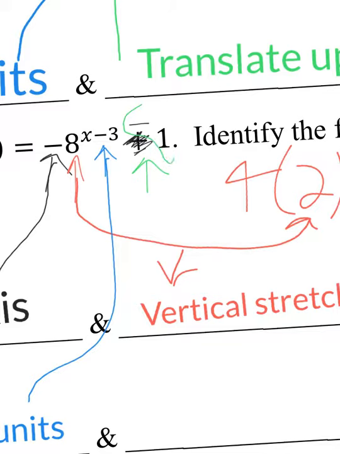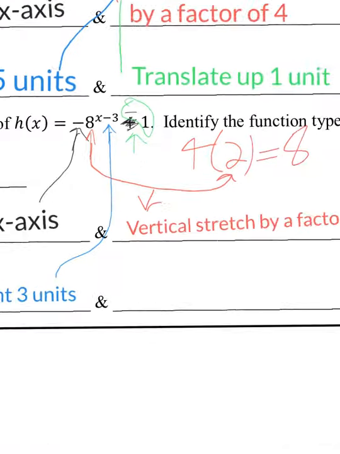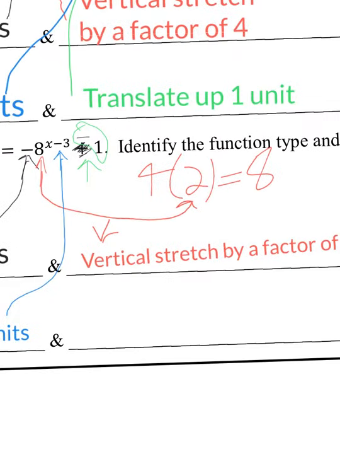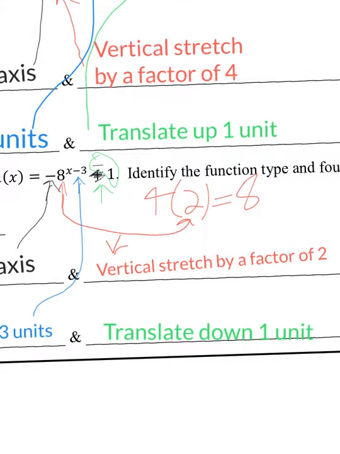And then what is the minus 1 doing now? Remember, I changed it from a plus 1 to a minus 1. So what's the minus 1 doing? Instead of going up 1 unit, it's going to go down 1 unit. Plussing or minusing on the outside goes up or down. Plus goes up, minus goes down. So I'll say translate down 1 unit. And so now I've identified all the transformations.